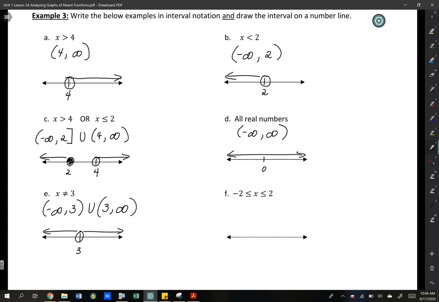Letter F, x is greater than or equal to negative 2 and less than or equal to 2. So we are including negative 2 as our minimum, 2 is our maximum. Plot that out. So it's everything between negative 2 and 2 and including those values. Including means we're going to shade that and connect. Done.